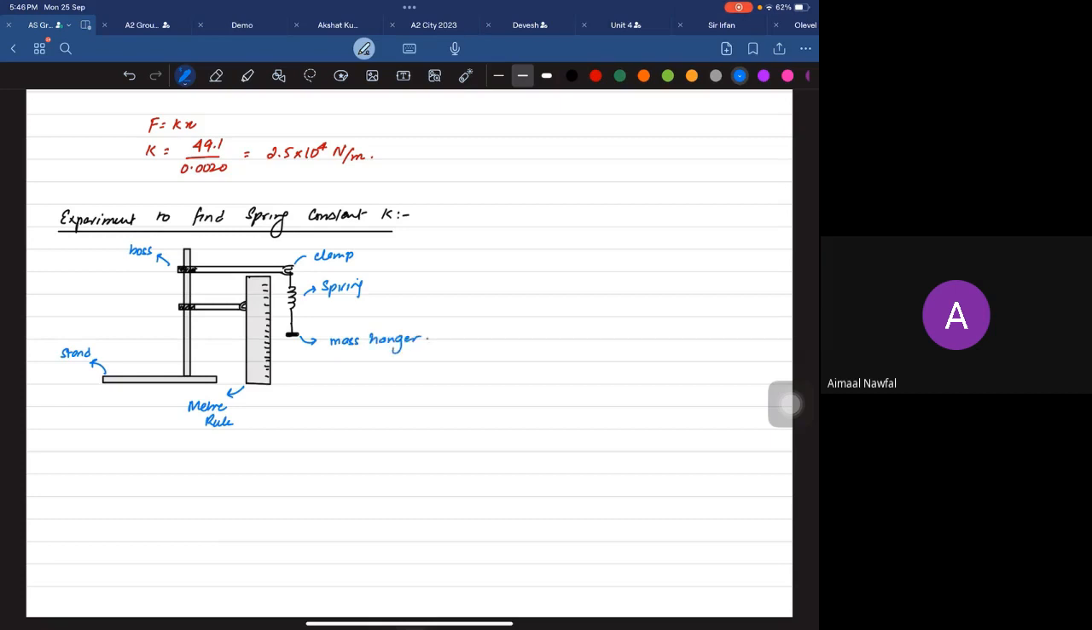Okay, so mass hanger, what it does is every time you add a mass on it, the spring is going to extend even more, and then you can take the reading on the ruler. Do you guys understand that? These are basically called, if you don't remember, slotted masses. Your practical teacher might have told you this, all right?